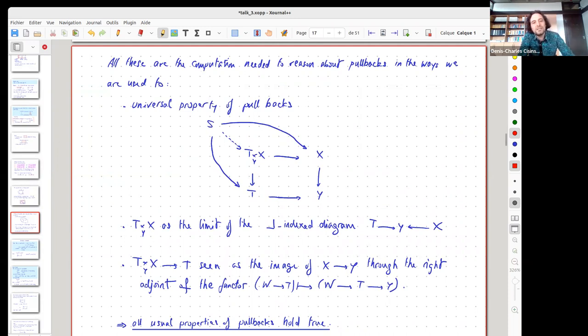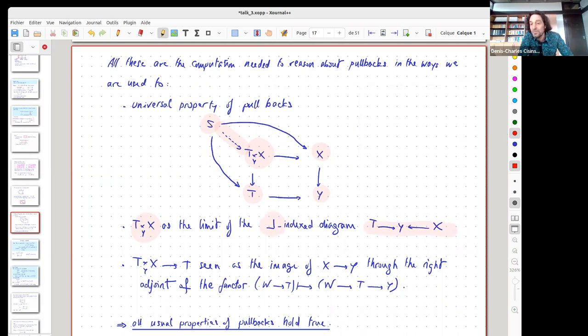Because pullback squares, you think of them in several ways. First, there is a universal property of a pullback square, which says that the pullback square fits in a commutative square, and if ever you give yourself another, bigger commutative square with S, X, Y, T, you'll have a unique map like this, making the diagram commute. That would be one universal property. Another universal property is that you want to think of the pullback square as the limit of these things, seen as a diagram indexed by this type.